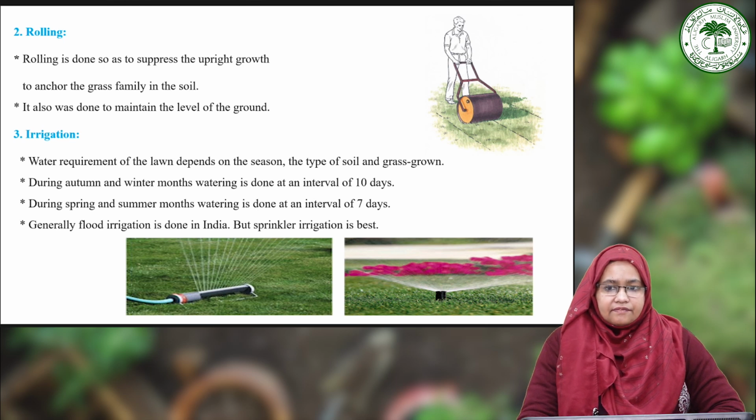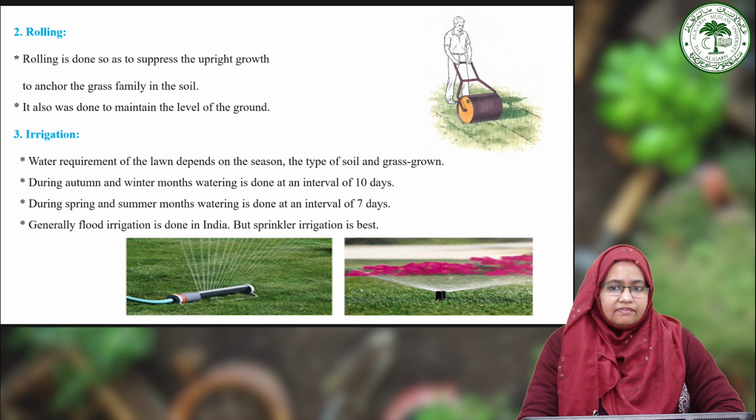And the water requirement of the lawn depends on various factors including the season, soil type and the type of grass grown. During autumn and winter months, watering is typically done at the intervals of 10 days due to reduced evaporation rates and lower water requirement. In contrast, during spring and summer months, when evaporation rates are higher and water requirements increase, watering is done at intervals of 7 days.